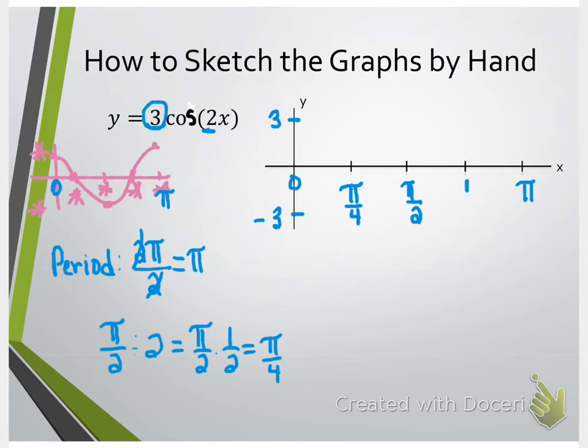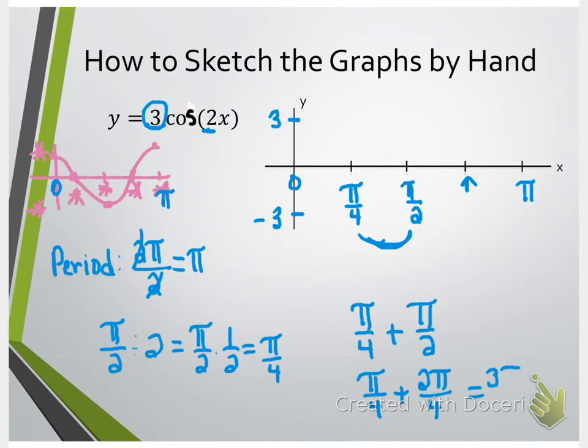And then to get this one, it's these two added together. So pi over 4 plus pi over 2. That's the same thing as what? Pi over 4 plus 2 pi over 4. Got to get your common denominator. So 3 pi over 4. And let me see if I can erase where I just put that arrow. Okay, there we go. All right, so this is 3 pi over 4.